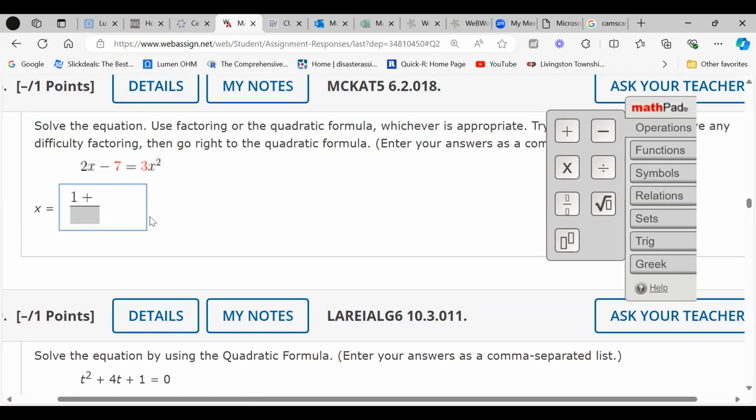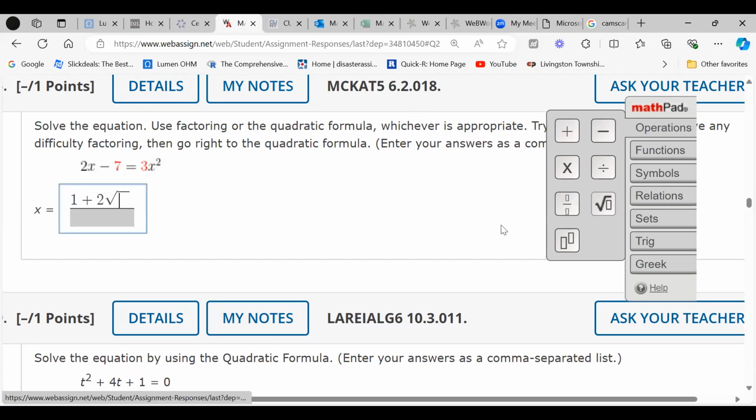1 plus 2 radical 5 i, over 3. That's the first answer. For the second answer, you can just copy and paste and change the sign in the middle. Okay, that will do it.